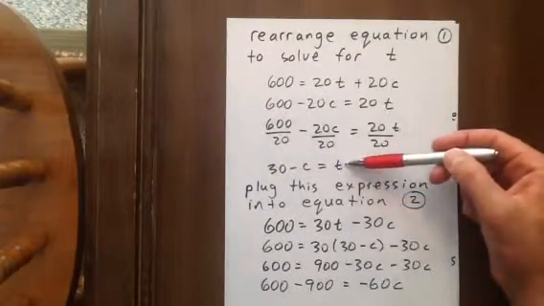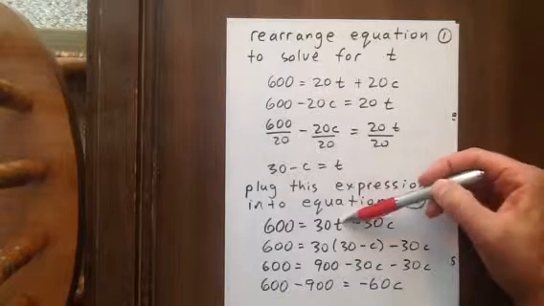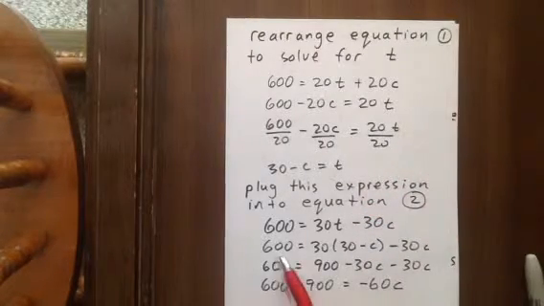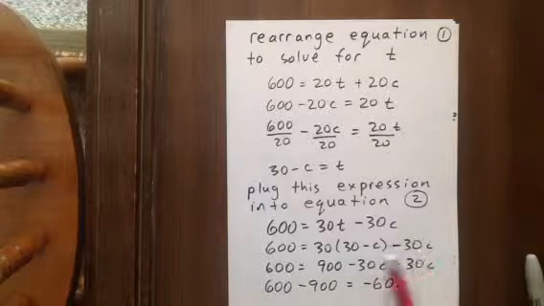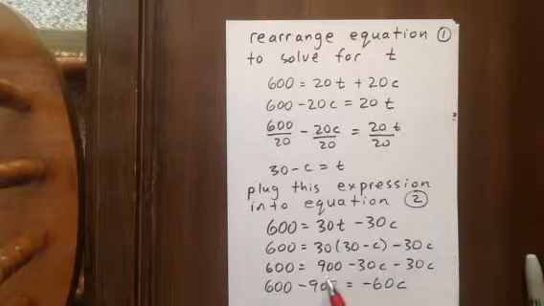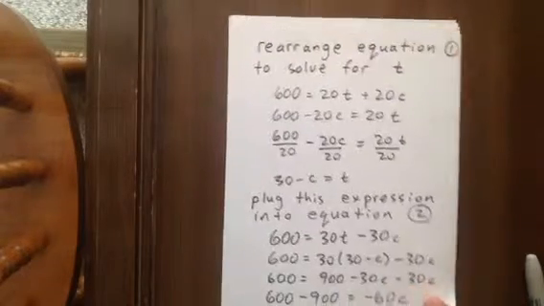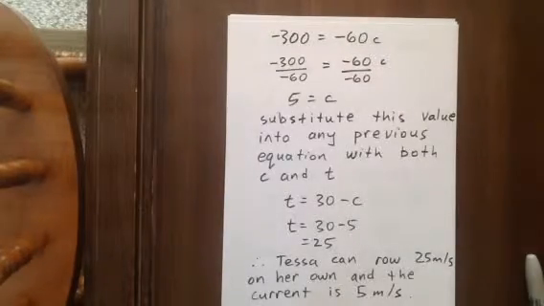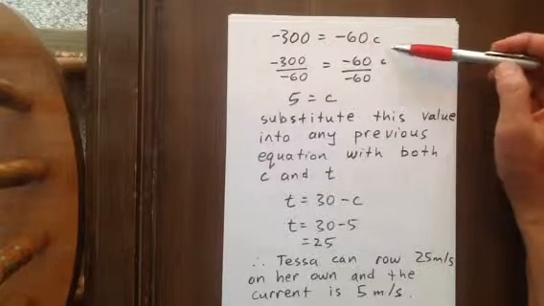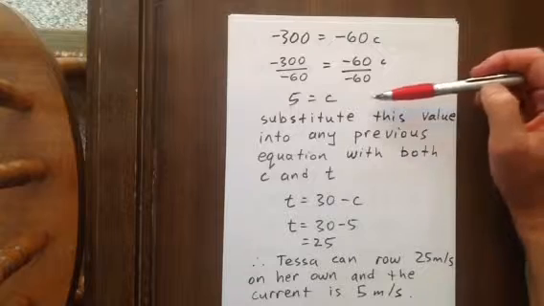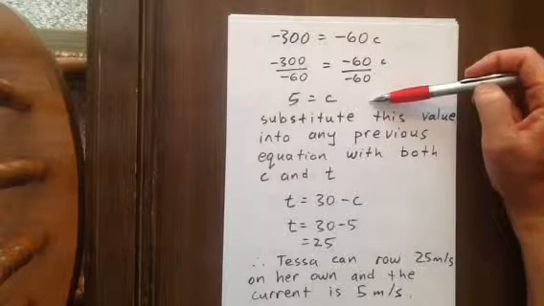So taking that 30 minus C and subbing it in for the T in equation 2 gives us 600 equals 30 times 30 minus C, minus 30C. Distributing that 30 into the bracket gives us 600 equals 900 minus 30C minus 30C, or in other words, 600 minus 900 is negative 60C. Well, we can therefore say that negative 300 is negative 60C. Dividing both sides by negative 60, 5 equals C.